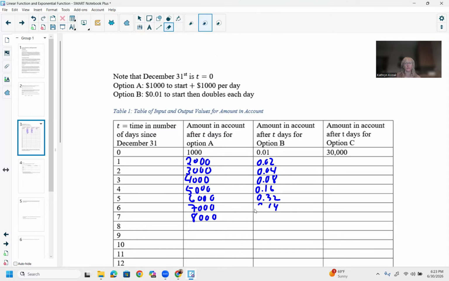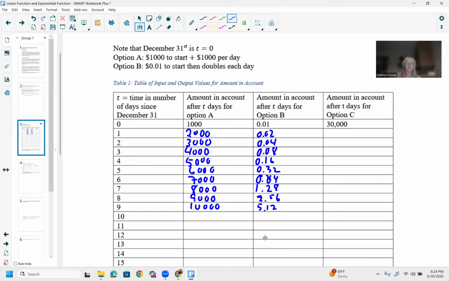And we're doubling. So it's no longer going to be under $1. It's now going to be $1.28. Day 8, $8,000, and we're going to have $2.56. Day 9, $9,000. And we're going to have $5.12, because again, we're doubling every day.